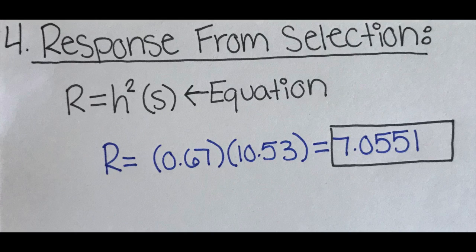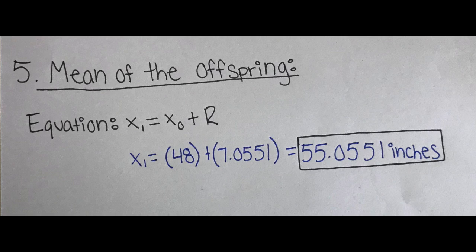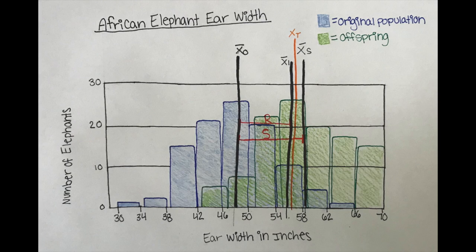Next, she found the response from selection by doing the realized heritability times S. In our case, that's 0.67 times 10.53, which gave us 7.0551. Finally, she found the mean ear size of the offspring by doing the original mean plus R. In our case, that's 48 plus 7.0551, which gave us 55.0551 inches.